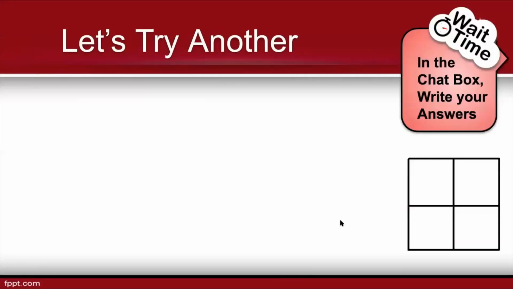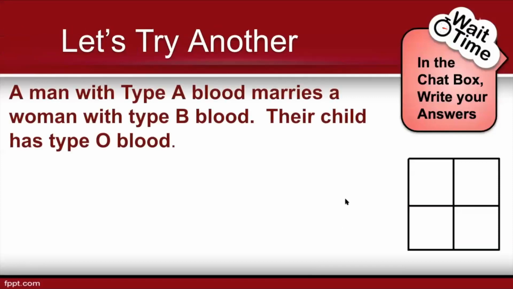We're going to do one more and that's going to be it. This one is a little bit of a different approach. We don't have all the information, so there's more to solve. A man has type A blood, marries a woman with type B blood. So remember, there's two different genotypes. Thank you, Ray, half of each. There's two different genotypes that code for A or B. Their child has type O blood.